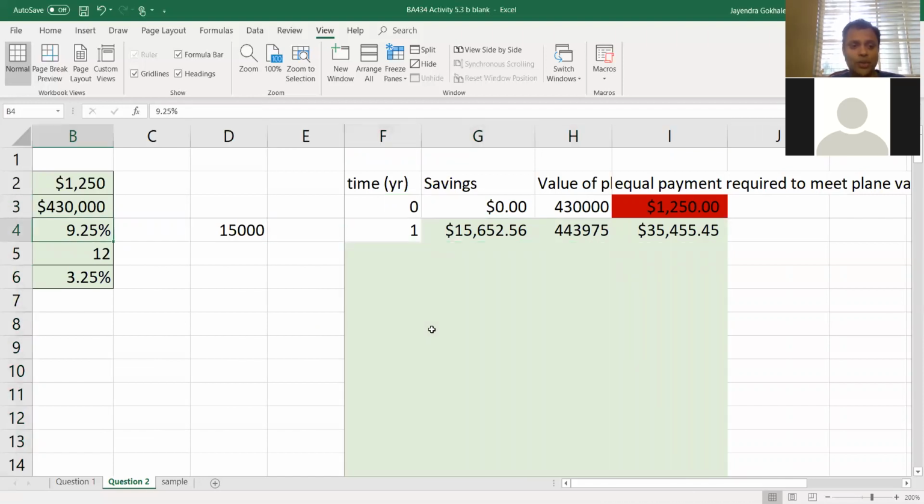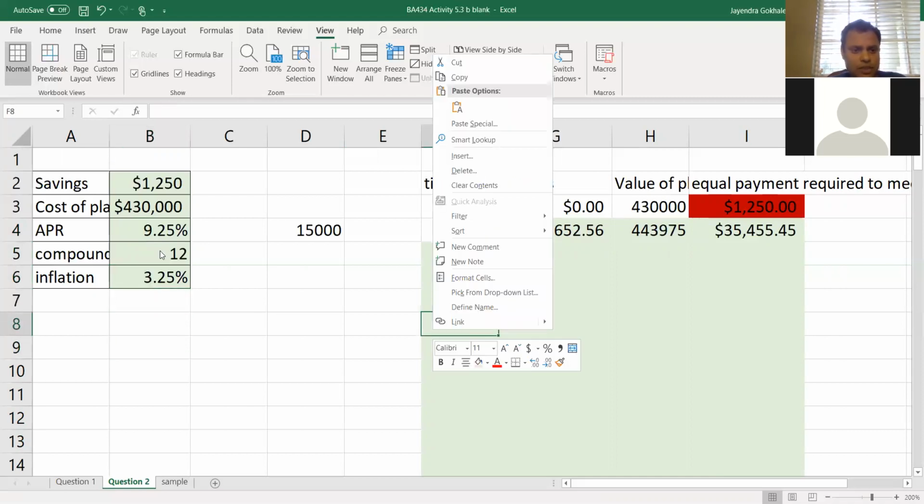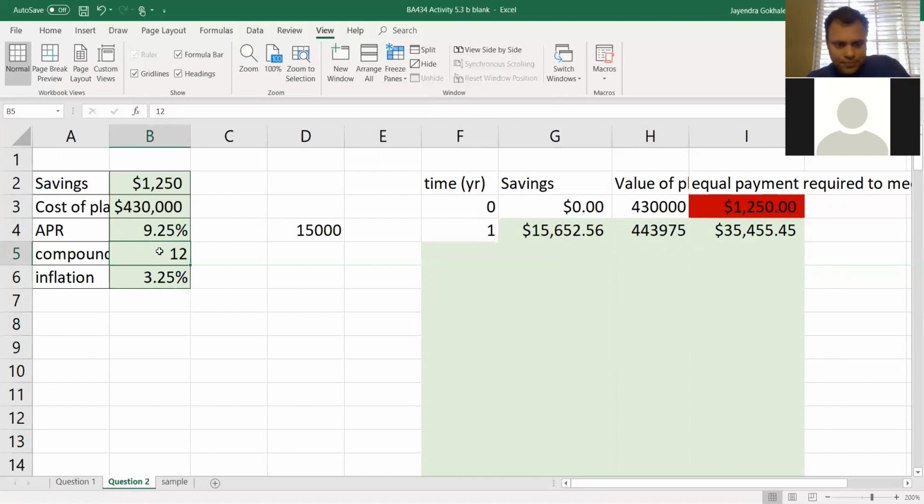Now, what we do in number two is just fill in the number of things here. So it's asking us for savings. So I'm sure you've read the problem. It says that we're saving $1,250 per month for whatever the number of time that's required. The cost of an aircraft today is $430,000. The savings rate is 9.25% per annum, compounded monthly. So there are 12 payment periods per year. The rate of inflation is 3.25%.